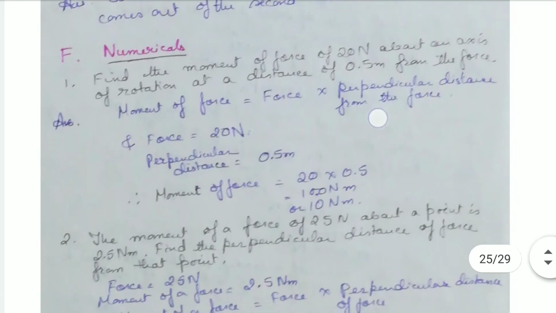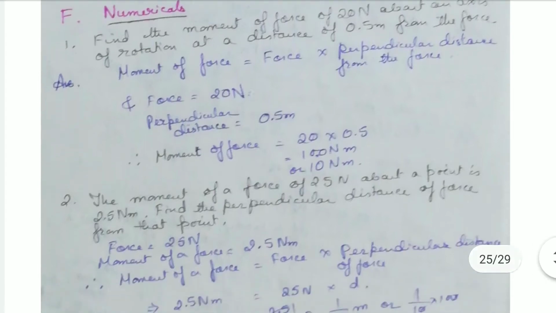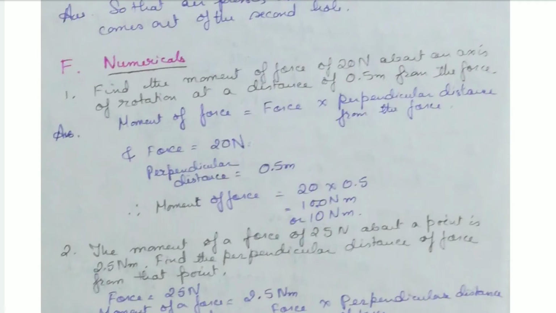Now we are coming to some numericals. Find the moment of force of 20 Newton about an axis of rotation at a distance of 0.5 meters from the force. See, we know that moment of force is equal to the magnitude of the force into its perpendicular distance from the force. Force is given as 20 Newton, and perpendicular distance is 0.5 meters. So moment of force will be 20 into 0.5, that is equal to 10 Newton meters.